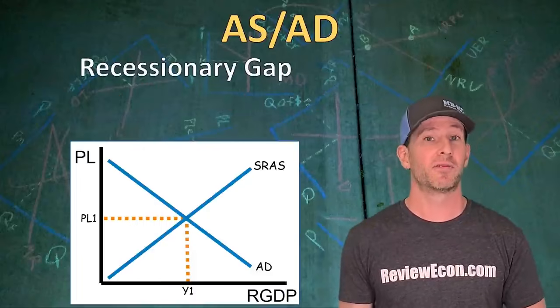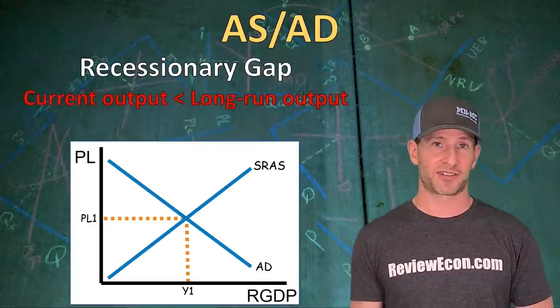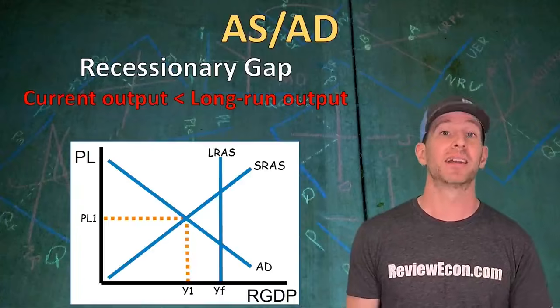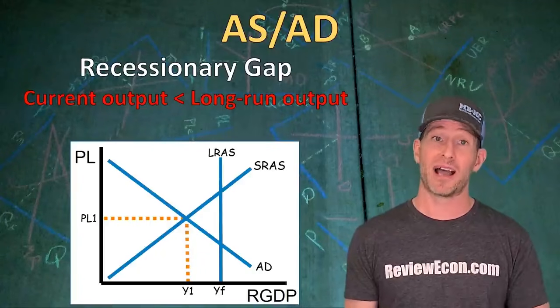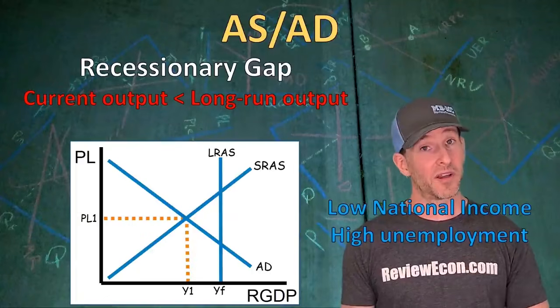If we want to draw a recessionary gap, that means that the current output is less than the long-run potential output. We will draw in that long-run aggregate supply curve on the other side of the current equilibrium, because a recessionary gap means that Y1 will have to be less than YF. There, national income is low and unemployment is high.